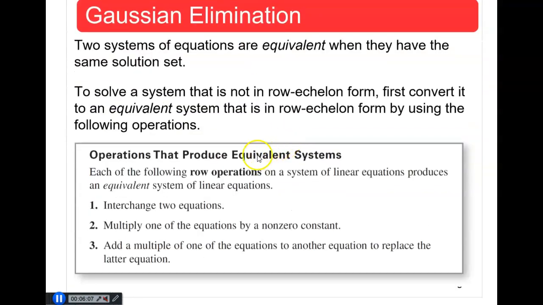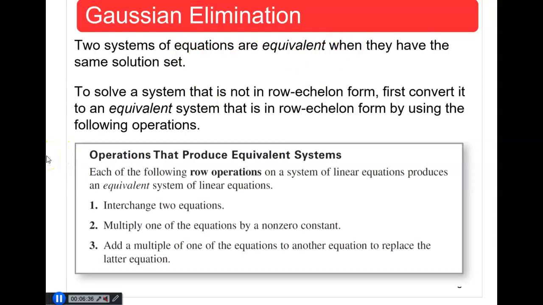Now, we're going to talk about Gaussian elimination, which will be the process that we will use to get to that row echelon form. It's named after the mathematician who, I guess, created the steps or the method. We will talk more about him in the next chapter.